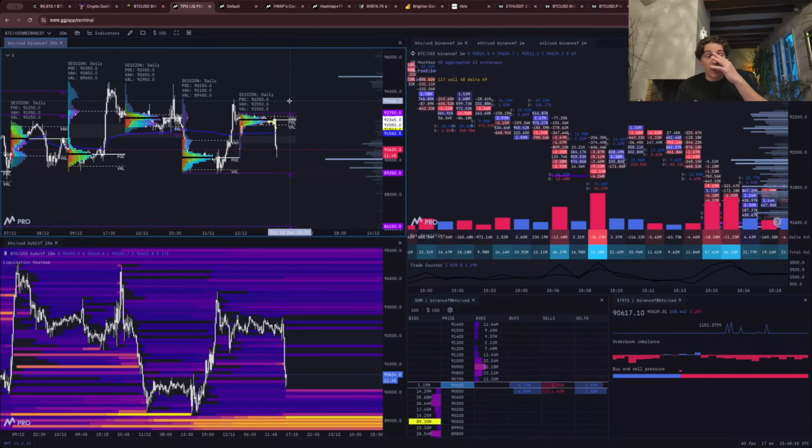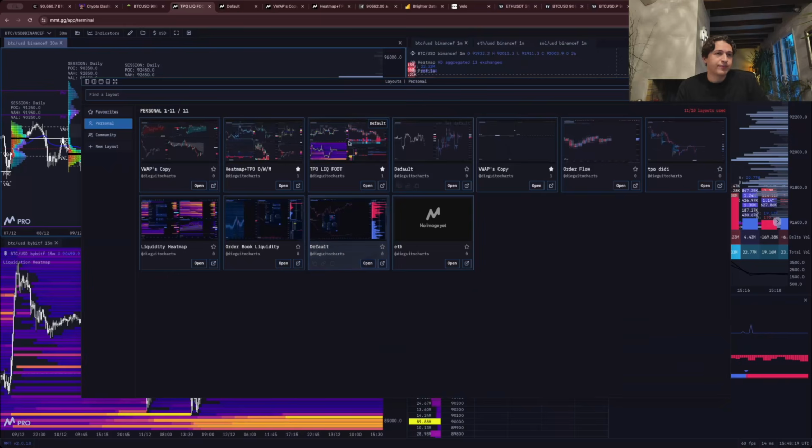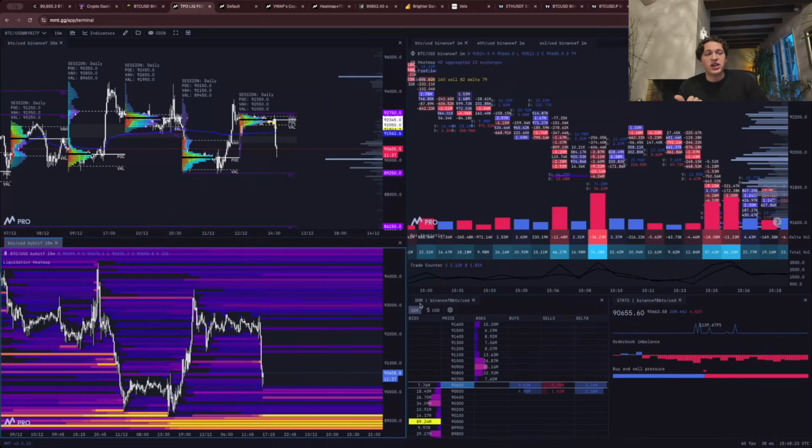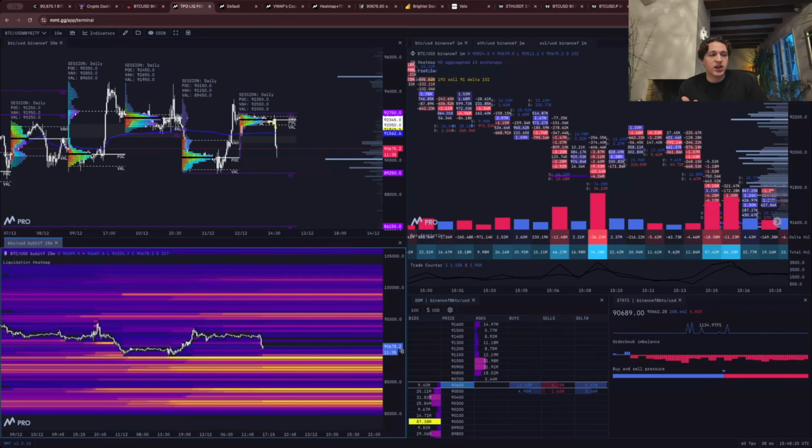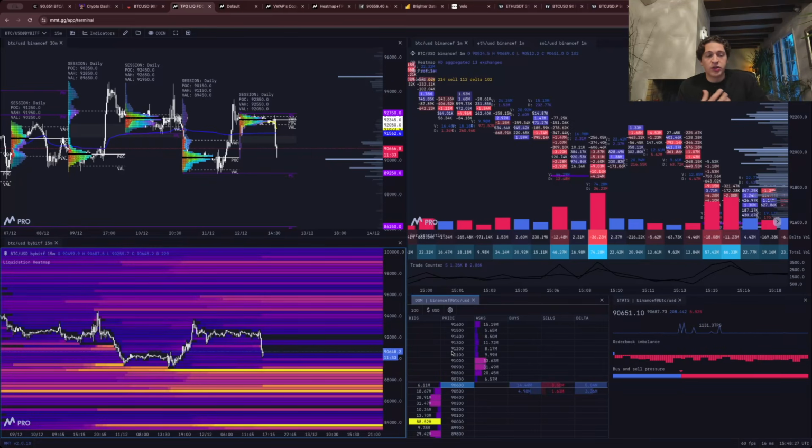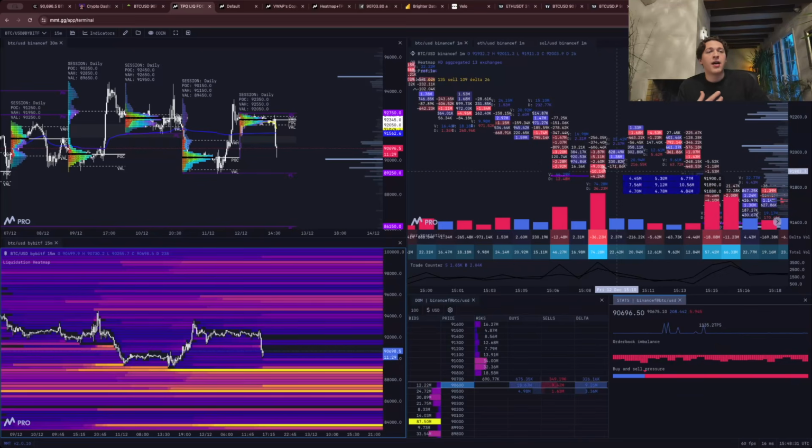And here I have a bunch of templates. You can see here all my layouts. I have a bunch of templates that I use with the liquidation heat map. For example, here I have the liquidation heat map. I also have the DOM, so the DOM is kind of the order book. I have the statistics of the price. I have the footprint, the TPOs, the VWAPs, etc.